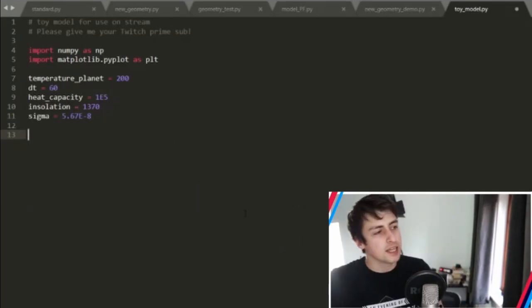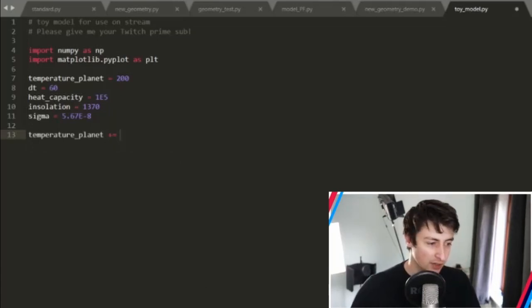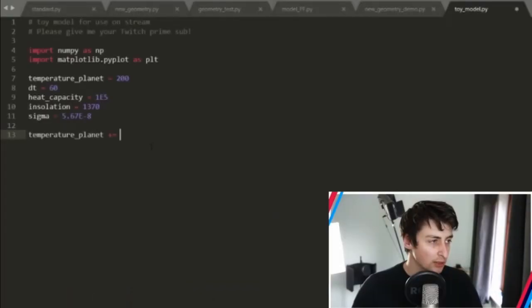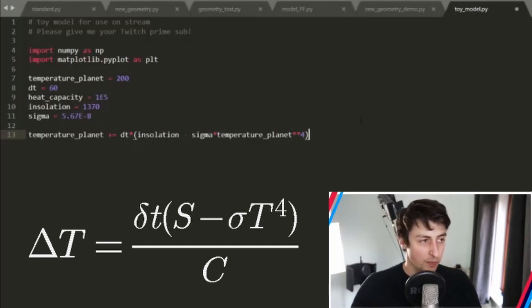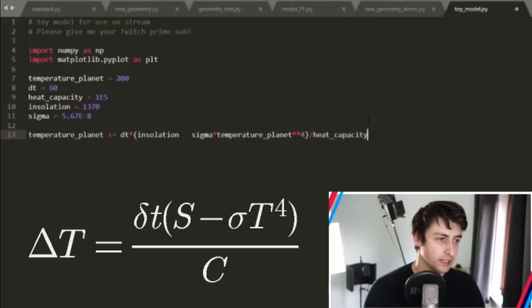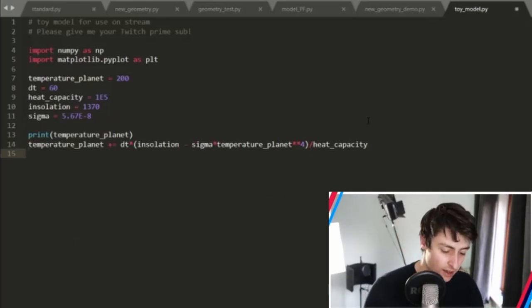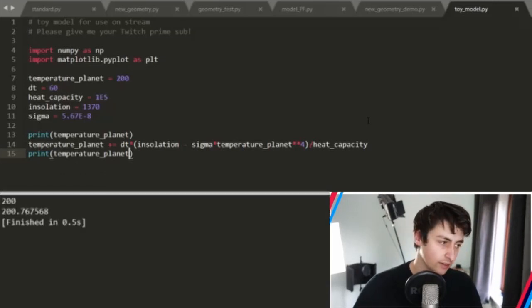So let's say that we are going to change the temperature of the planet, which, if you look at what we've written here, is the change in temperature. It means that I can just write this side of the equation. So we're multiplying by dt, then putting insolation, the incoming energy, minus the outgoing energy, sigma times T to the 4, divided by heat capacity. We're going to print the value, which is going to be 200, we know that, and then we'll do that operation and we'll print it again.